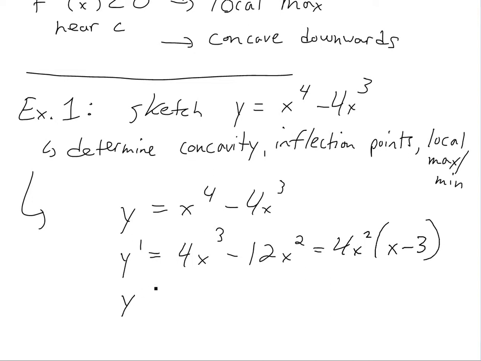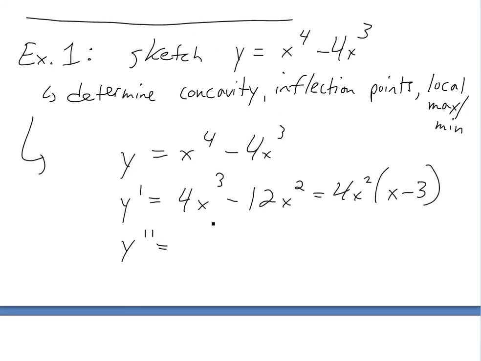Similarly, the second derivative, again using the power rule, is 12x squared minus 24x. Again, you can simplify this by taking the common factor out. 12x is common amongst these two terms, so we have 12x times (x minus 2).